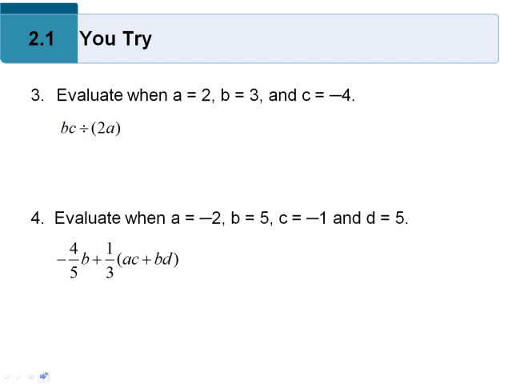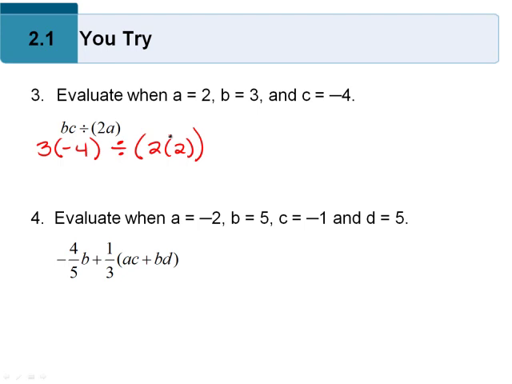All right, number 3. Evaluate when A is 2, B is 3, and C is negative 4. We have BC divided by 2A. So notice how the 2A is in parentheses. You have to keep it that way. You can't just rewrite things because you don't like the way it looks. So make sure you follow the format of the expression we've given you. So we have 3 times negative 4, that's B times C, divided by 2 times 2. So keep those in parentheses, okay?